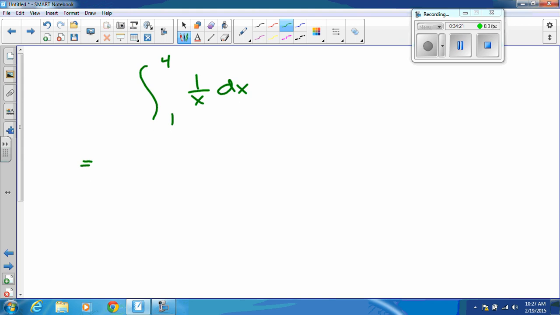Okay, Philip Park. What you got? It should be ln 4 minus ln 1, which, ln 1 is 0. Okay. So give me the process though. What do I write here? Ln x going to be 1. There you go.